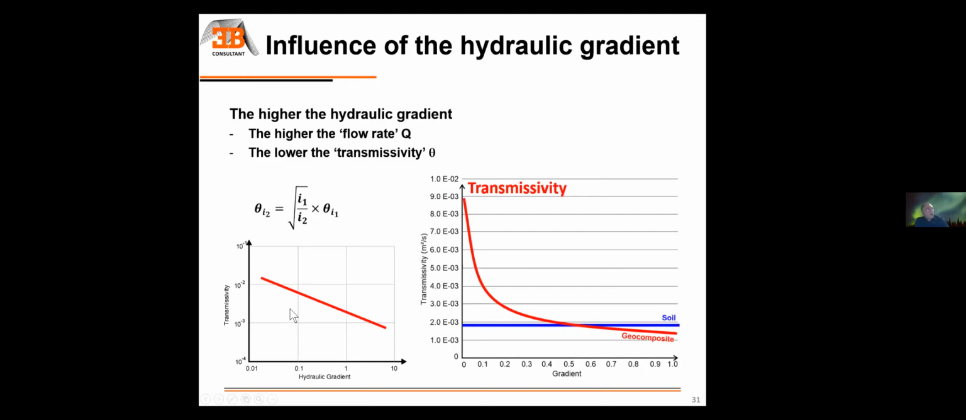A common rule of thumb for the relation between the transmissivity and the hydraulic gradient is that when you increase the gradient by 2 orders of magnitude, you're going to increase the transmissivity by only 1 order of magnitude. So that's the same as this function, this equation here.